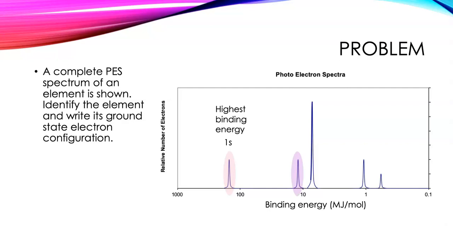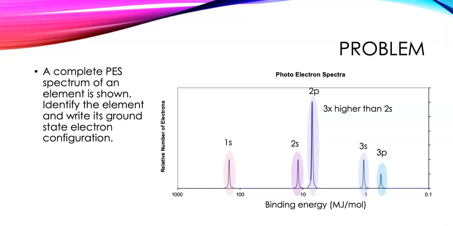Next comes 2s, then 2p, then 3s, and after 3s comes 3p. So we can identify all the occupied sublevels in this element. It's very evident that the 2p sublevel is 3 times higher than the 2s sublevel. We're assuming that the 1s sublevel is completely occupied, the 2s sublevel is completely occupied. Since the 2p sublevel is 3 times higher, that's also fully occupied. We are writing a ground state electron configuration, so that seems very reasonable.